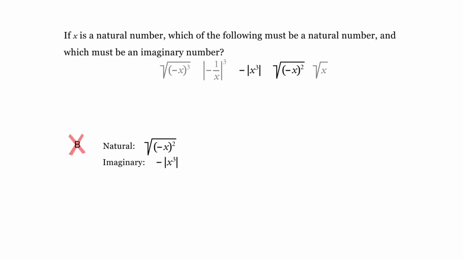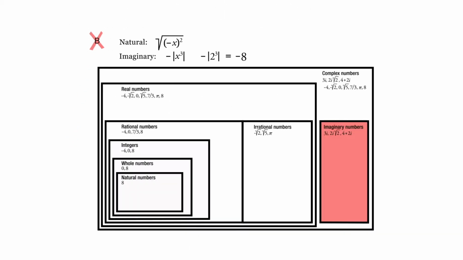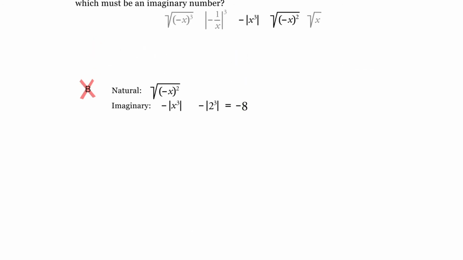This one doesn't work because if we take something again like 2 and we put it in here, we take the absolute value of that, 8, and we take a negative number, it's always going to be negative. That's not going to be imaginary. There's nothing imaginary about 8 or negative 8. That's very much in the real world of numbers.